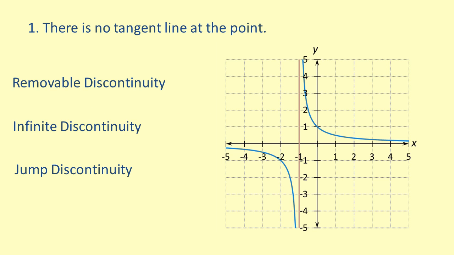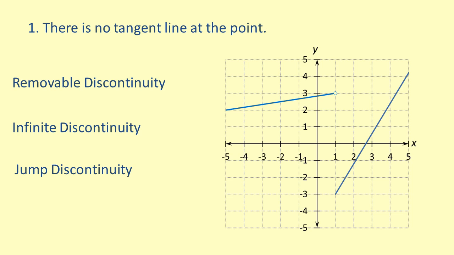If the function has a vertical asymptote, it is said to have an infinite discontinuity. For example, this function has a vertical asymptote at x equals negative 1. Finally, if the values of a function to the left of a point and the values of the function to the right of a point do not meet at the point, you have a jump discontinuity.